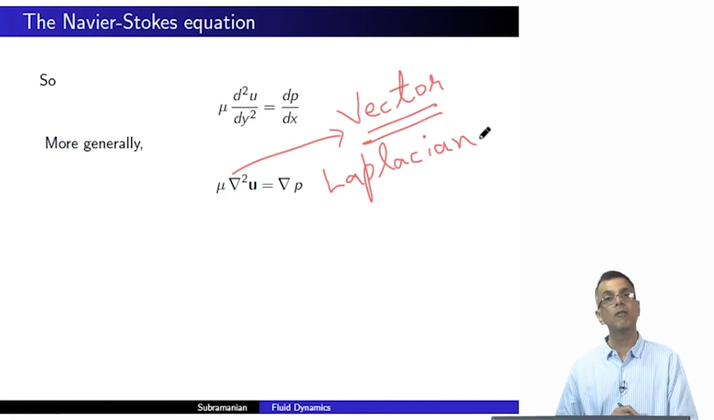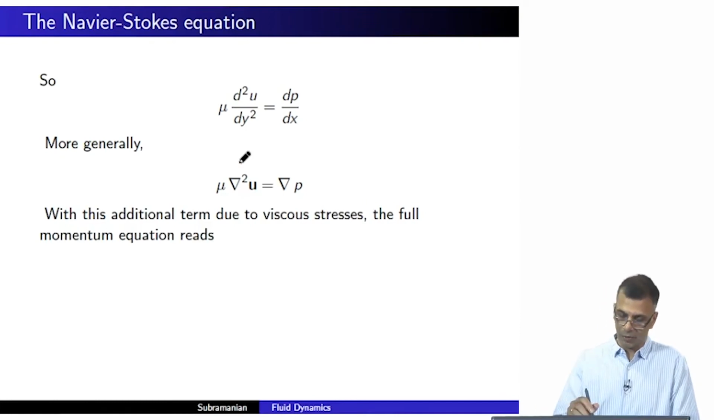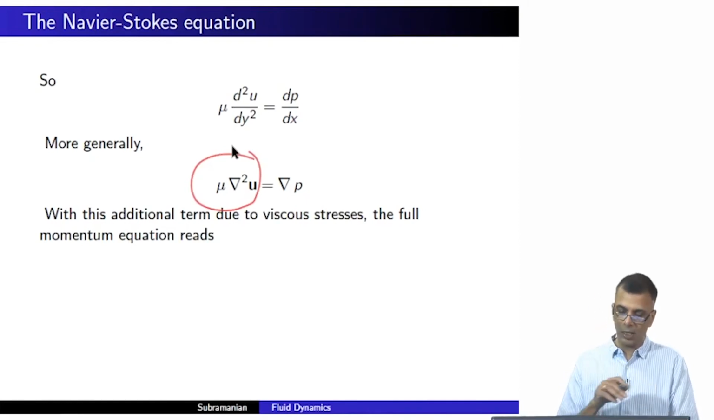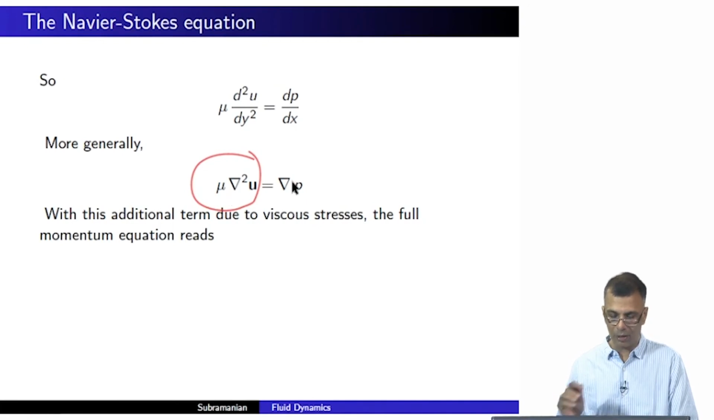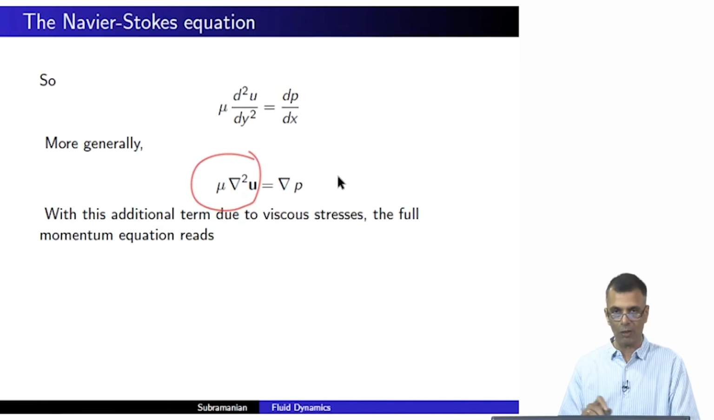This is a vector Laplacian. Okay. So with this additional term due to viscous stresses, this is what was absent in the Euler equation that we've been discussing so far, right? And you see this term has an opposite sign to the other, because the two are appearing on opposite sides of the equation. The sign is different.